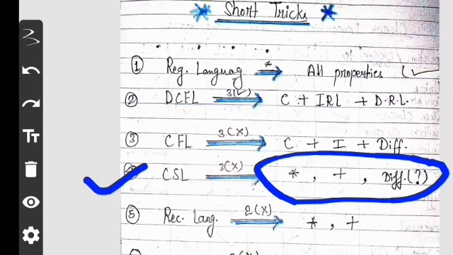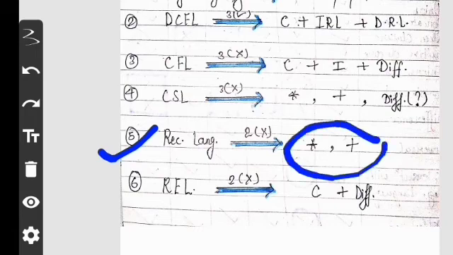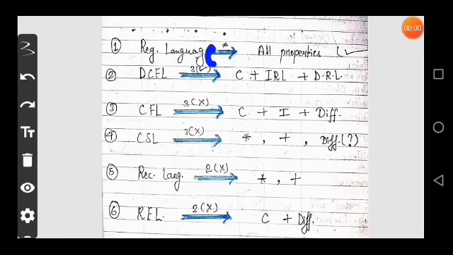Now move on. The fifth trick is about recursive language. Recursive language is not closed under two types of properties. First one is Kleene closure and second one is positive closure. And the last trick is that recursive enumerable language is not closed under two properties. First one is complement and second one is difference. So these are your short tricks.